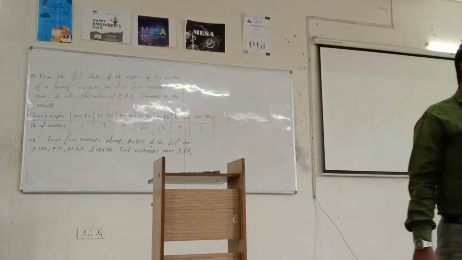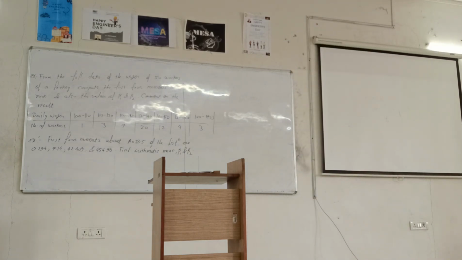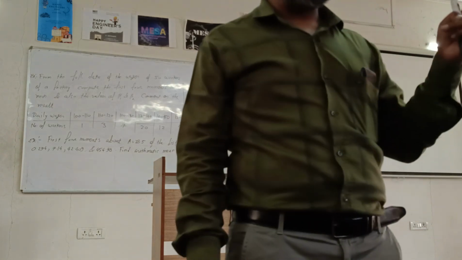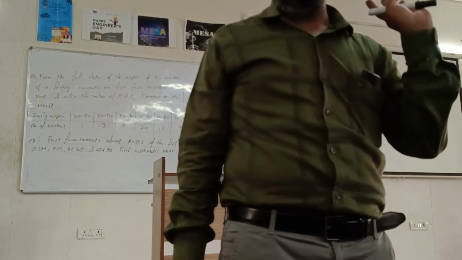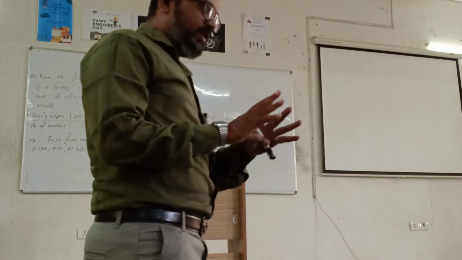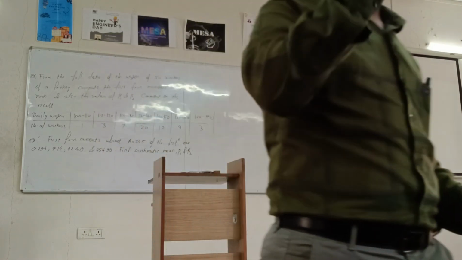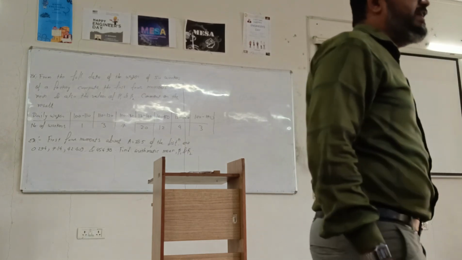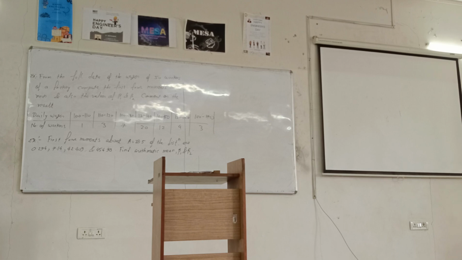Now the formula depends on the type of the data. There are two types of data. One is ungrouped data and another is grouped frequency distribution. For both we have different formulas. Now just look at the first problem and identify which type of data it is. It is a grouped frequency distribution.